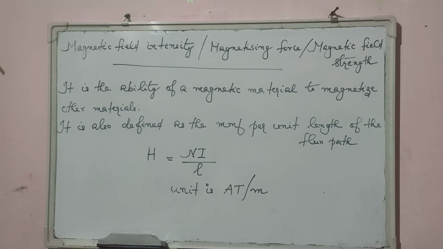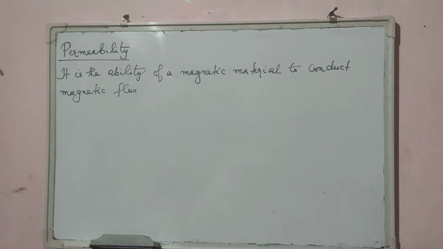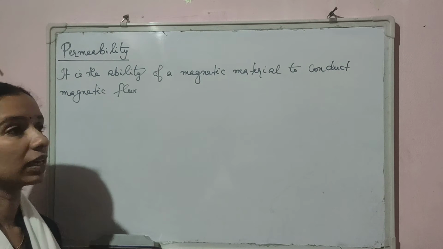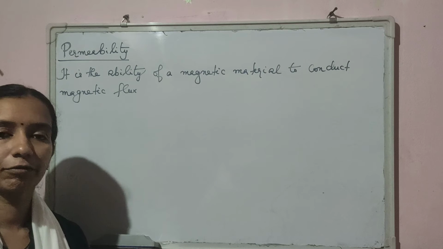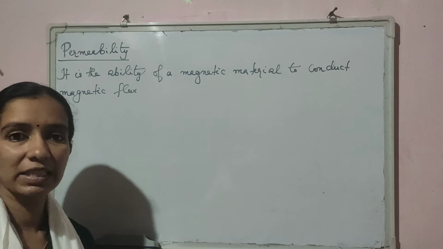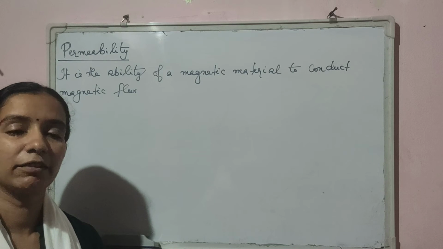So now let us move on to the next term, that is permeability. Let us see what is meant by permeability. Permeability is the ability of a magnetic material to conduct magnetic flux.